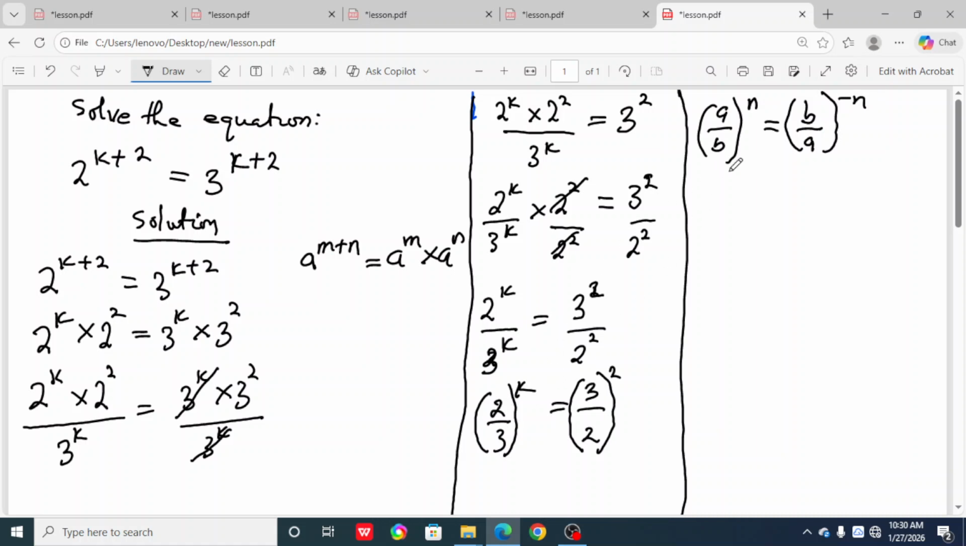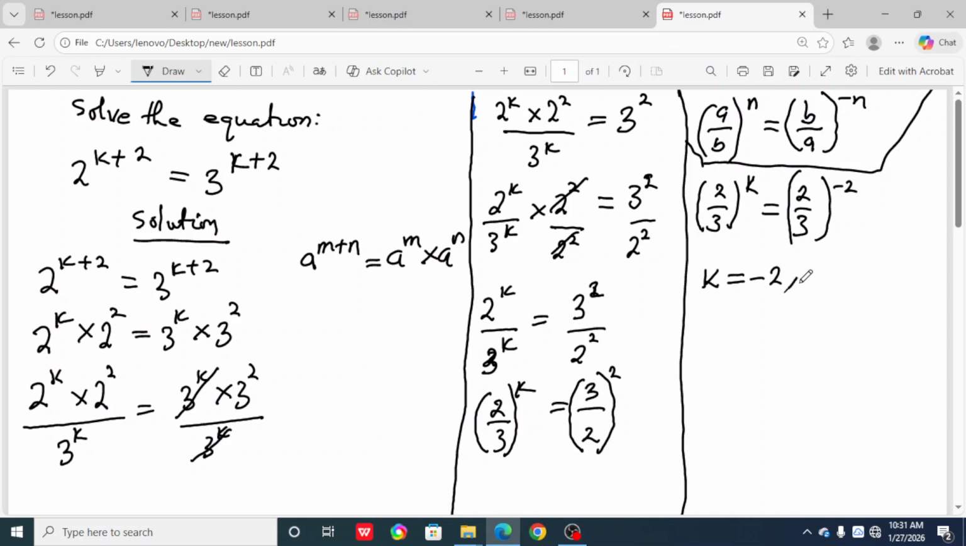So I'm keeping this one as it is. So I'm having 2 over 3 raised to power k equal to, I will now turn this one and apply this law of indices. This is the law of indices. Then I will now change it to be what? 2 over 3. It was formerly raised to power 2, but because I change it, we change to minus 2. As the base are the same, the power are also the same. It now means that k is equal to what? Minus 2. As simple as that.